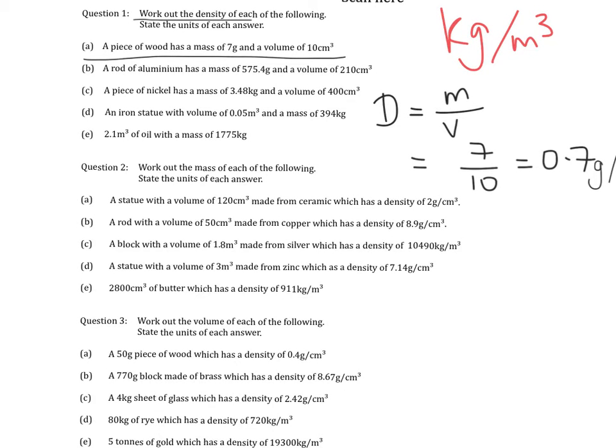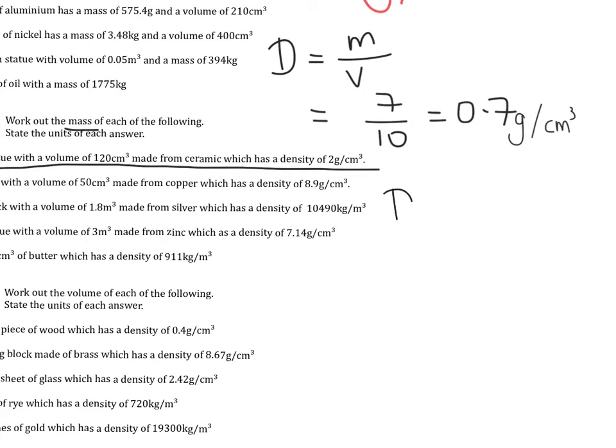Question 2a. A statue with volume 120 centimeters cubed made from ceramic, which has a density of 2 grams per centimeters cubed. This time I want to work out the mass. So I'm going to say density equals mass over volume. I know the density is 2, so I'm going to say 2 equals, I don't know the mass, I'm trying to figure that out, so I'll write m over, and the volume is 120. Okay, so it's not quite as straightforward as the last one, but it's still not too bad.